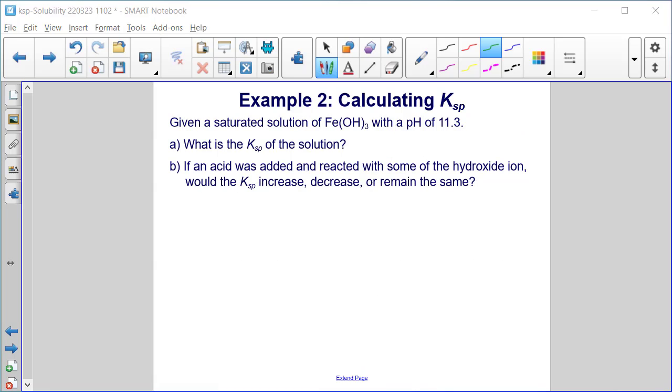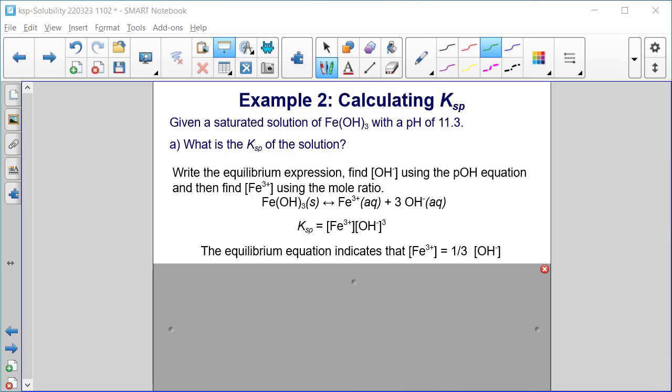Example 2, calculating KSP. Given a saturated solution of iron hydroxide with a pH of 11.3, what is the KSP of the solution? And B, if an acid was added and reacted with some of the hydroxide ion, would the KSP increase, decrease, or remain the same? First thing we'll do is write the equilibrium expression and find the concentration of the OH using the POH equation, given that we know the pH, and then we'll find the iron 3 plus concentration using the mole ratio.